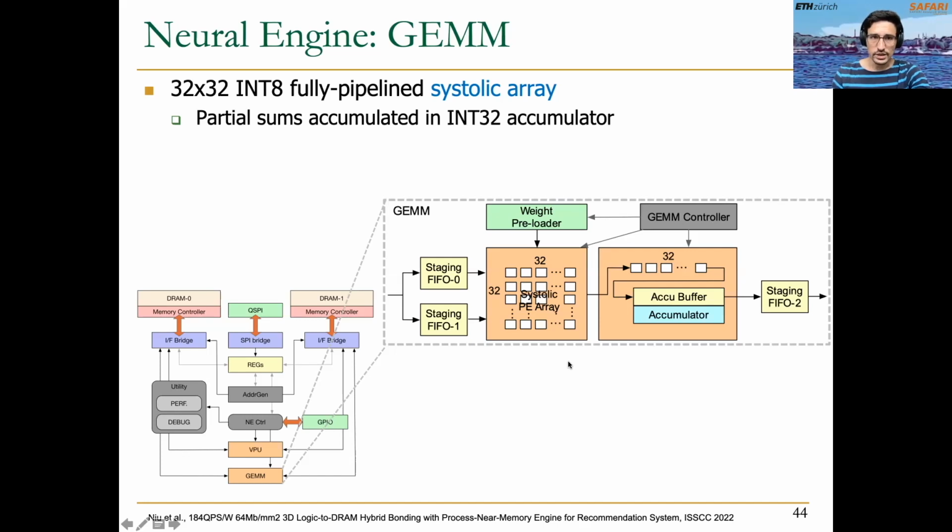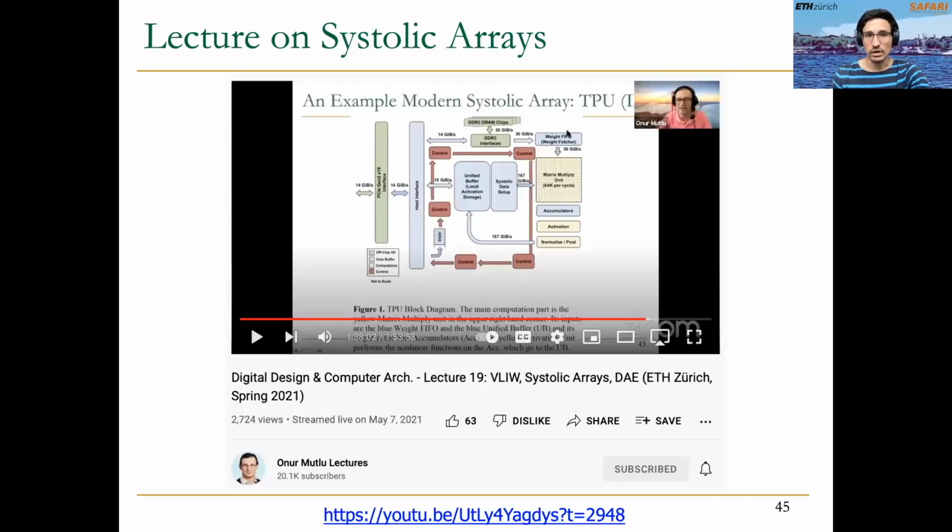There are not many details about this systolic array in the paper. In the end, it's a very short paper of only 2 pages, but if you want to learn about systolic arrays, I can recommend you this lecture from Professor Moodley.